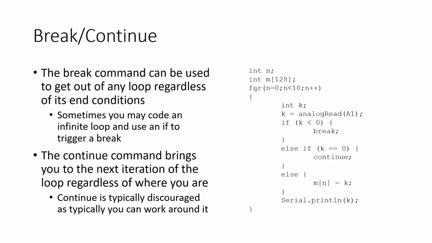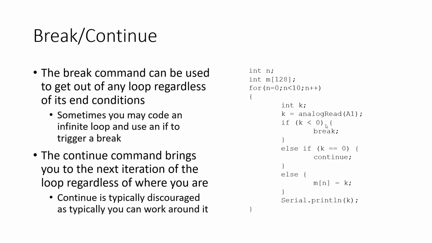We're then creating a for loop, which goes from 0 to n less than 10. So in other words, we're going to have 10 iterations where n starts at 0 and n ends at 9, and we're going to step by ones. We then declare a temporary variable that will be only in scope in the loop called k, which is going to be a temporary storage for a reading that we get. We're then using our analog read to get a value from port A1, and then we're going to evaluate that to decide what we need to do.